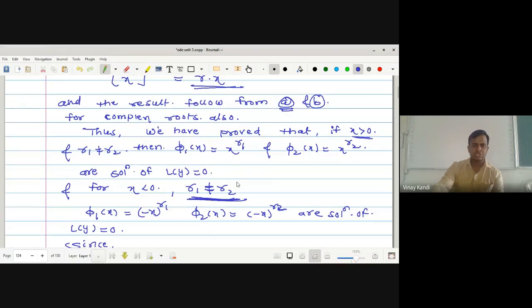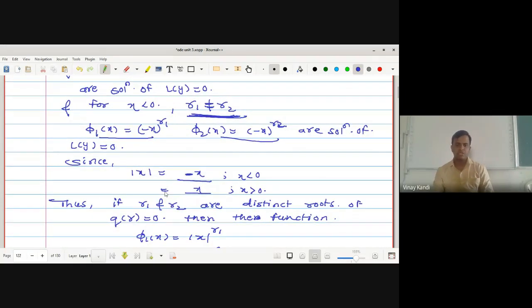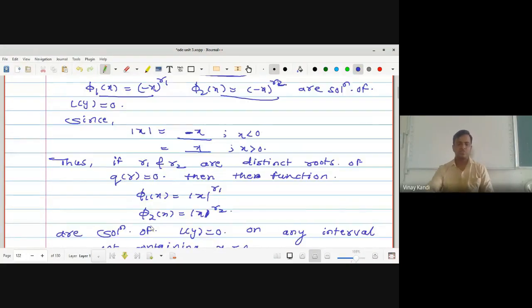Okay, so thus we have proved that if x is greater than 0 and r1 and r2 are complex roots, then phi1 of x is equal to x raised to r1 and phi2 of x is equal to x raised to r2. Similarly, for x less than 0, if r1 is not equal to r2, these are the two solutions, and combining these two we can write phi1 of x equal to mod x raised to r1 and phi2 of x equal to mod x raised to r2. These are the two solutions of the given Euler's equation.